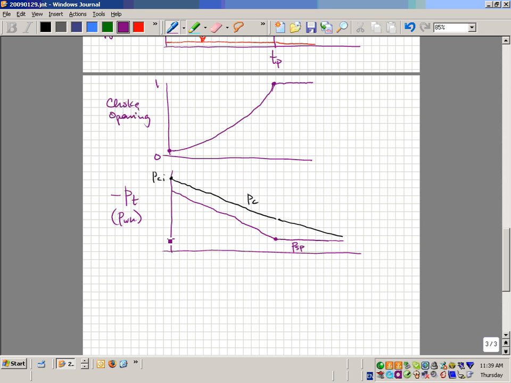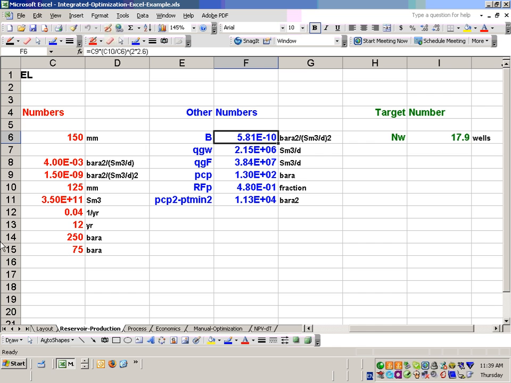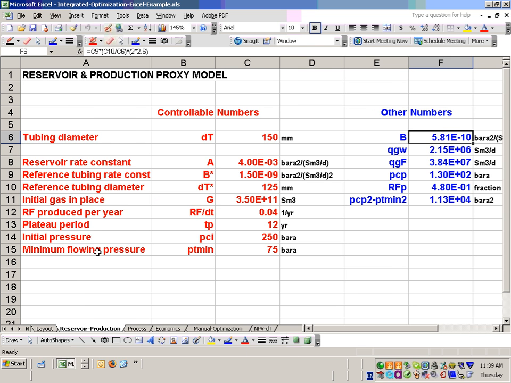This, as Mike was talking about yesterday, is a key first order variable. You put that in the spreadsheet, minimum flowing pressure. That's this one right here, 75 bar. So what we know is that at the end of 12 years, we've produced 48% of the gas in place. That's 0.04 times 12. We know the average pressure at that point. That's 130 bar. We know the flowing tubing pressure at that point, PT.